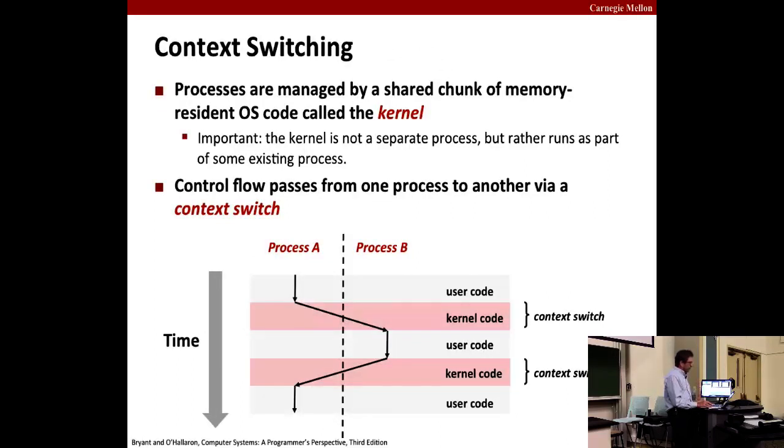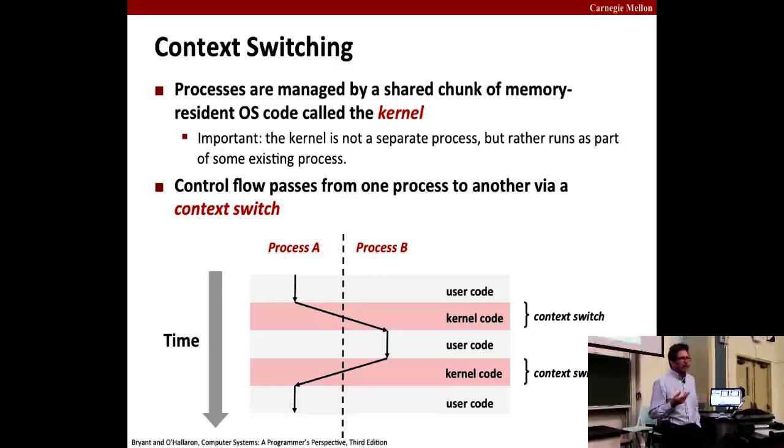Now, this notion of a context switch is managed by the kernel. And it's important to realize that the kernel is not like a separate process that's running. It always runs in the context of some existing process, and it's just code that's in the upper portion of the address space that gets executed as a result of an exception.